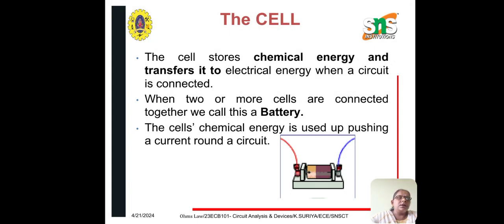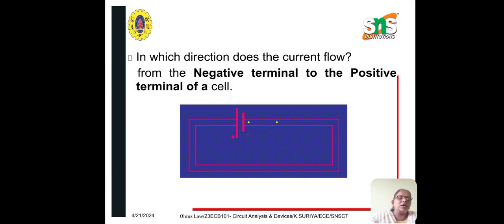We'll see what a cell is. A cell is something which stores energy in the form of chemical energy, and it converts this chemical energy into electrical energy when the circuit is connected. When two or more cells are connected together, we call that a battery. The cell's chemical energy is used up pushing a current round a circuit. In the circuit shown here, can we guess in which direction the current flows? Yes, as I already told you, the current normally flows from low potential to high potential. So here the current flow will be from the negative to the positive terminal of the cell.